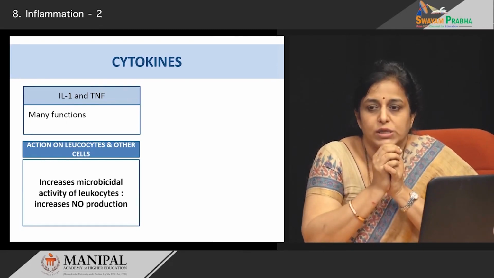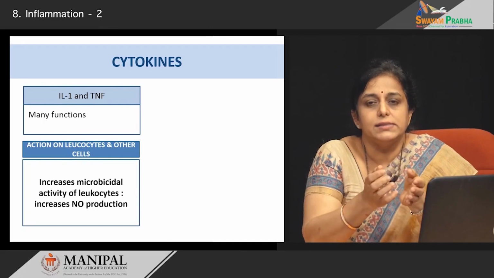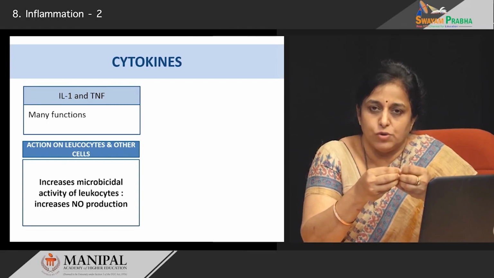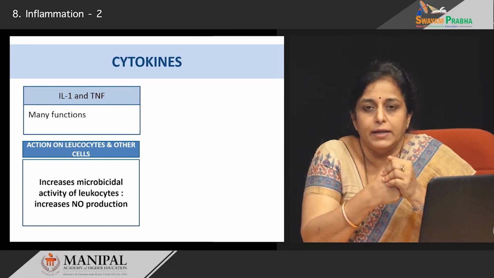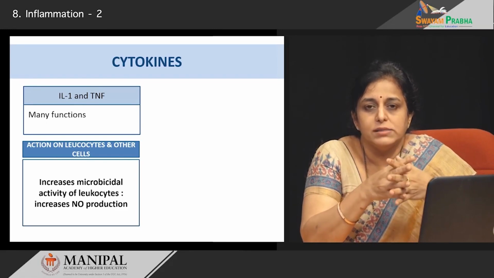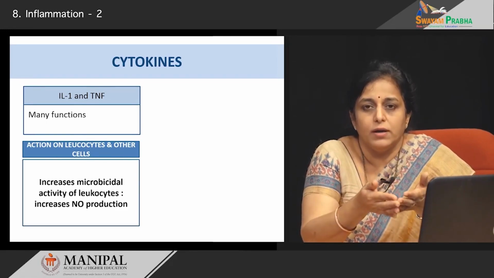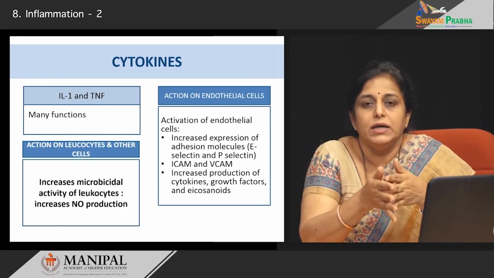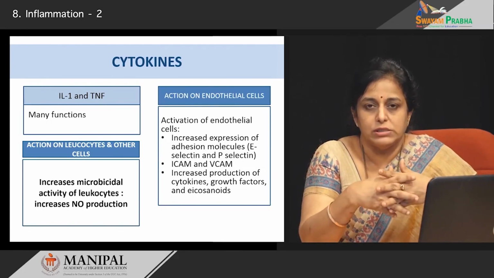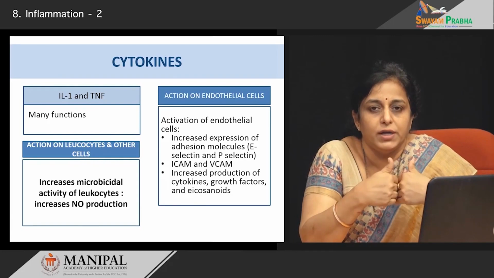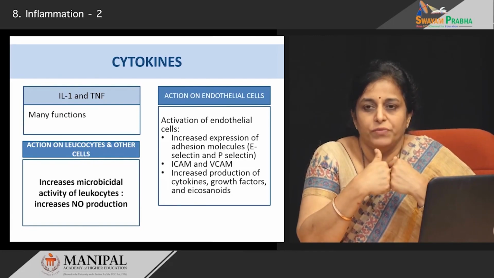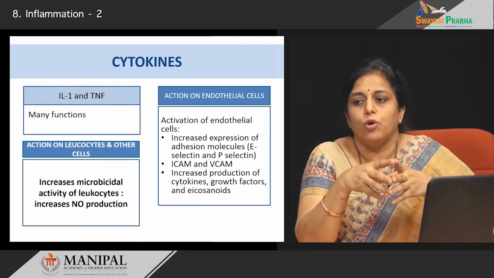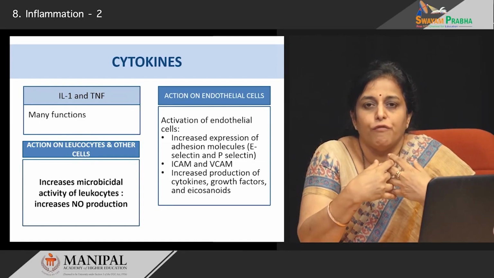So, what are the effects on leukocytes? On the leukocytes, it increases the microbicidal activity of the leukocytes, and also increases generation of nitric oxide, which we learnt is a potent antimicrobial agent. So, the cytokines act on leukocytes, producing more NO or nitric oxide. They act on the endothelial cells to increase the expression of various adhesion molecules. We learned that these adhesion molecules were important in emigration of leukocytes to the tissue. So, it activates the endothelial cells to express these adhesion molecules, and also causes increased formation of eicosanoids.